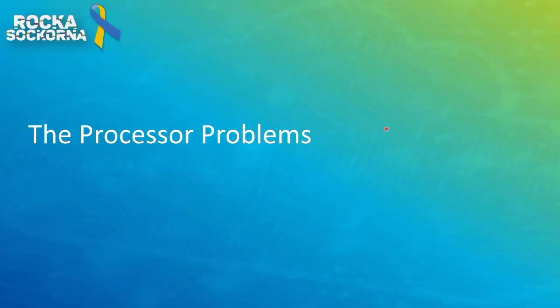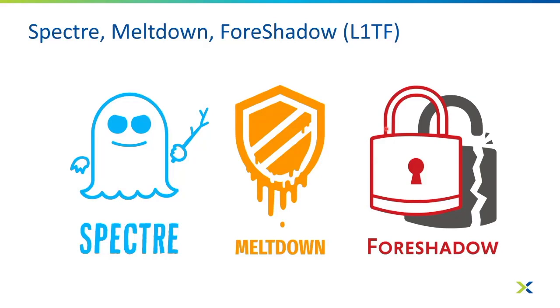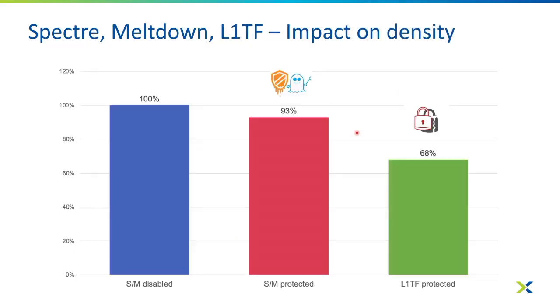Then the last part of the session relates to things that happened a couple of years ago: Spectre, Meltdown, ForeShadow, the bugs in the chipsets. But again, the message behind this is there are things that can affect the overall sizing. I've taken these as an example of how that can affect your overall sizing for a VDI deployment on Nutanix.